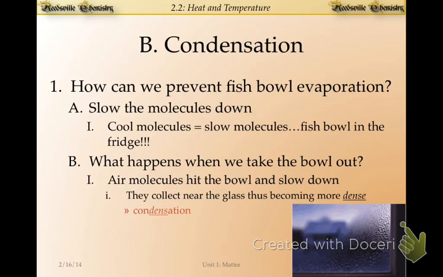So condensation is nothing more than the molecules from the surroundings hitting something colder, slowing down, and then becoming more dense. That's condensation. We notice this every time we take a glass of water outside on a really, really hot day. We get condensation on the water.